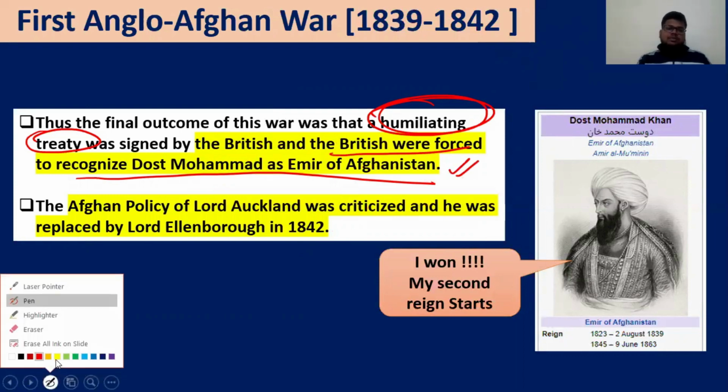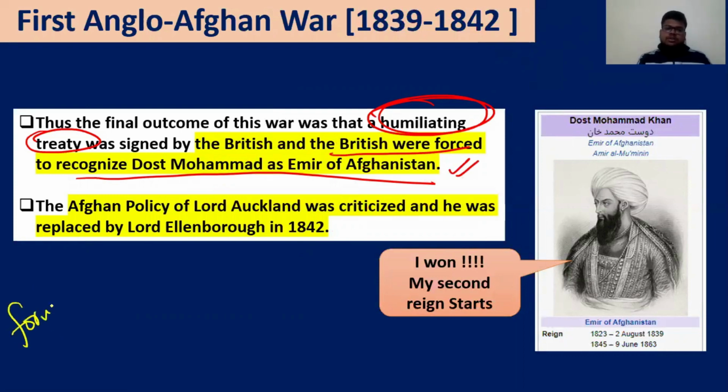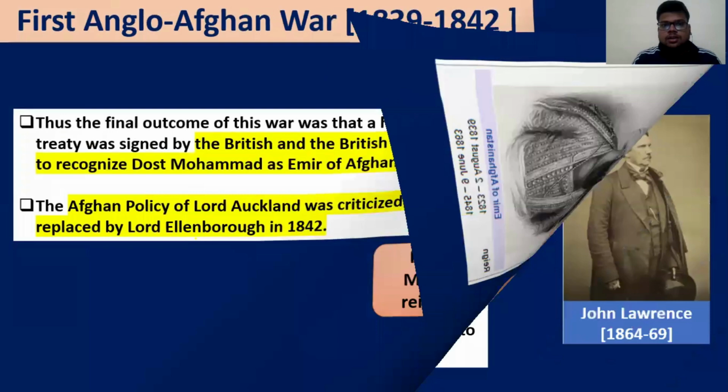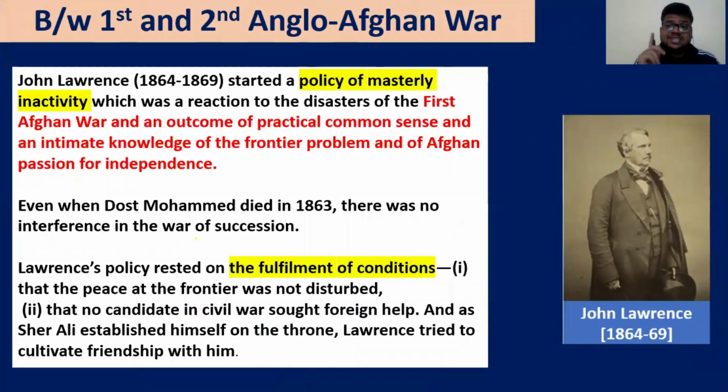Mr. Auckland's Afghan policy was criticized. That is the forward policy. So the forward policy did not work well, and hence Mr. Auckland was sent back. He was replaced by Lord Ellenborough in 1842. This was your First Anglo-Afghan War.